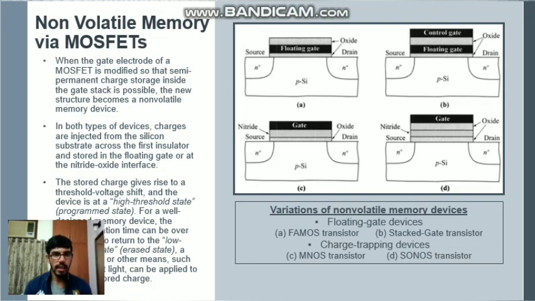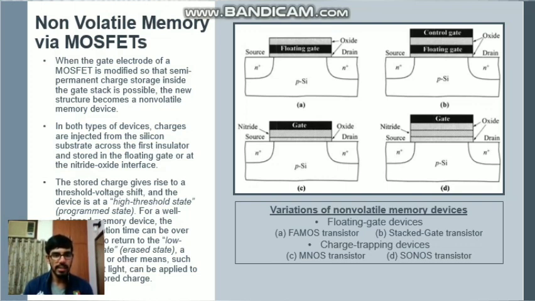It was discovered that when the gate electrode of a MOSFET is modified in such a way that it can hold a certain amount of charge, the device thus formed can be used as a memory device. This was discovered by Kahng and Sze in 1967. Based on the mechanism used to store the charge in the gate of the MOSFET, these devices can be broadly categorized into two categories: the floating gate devices and charge trap devices. I'll only be discussing the former in this presentation.